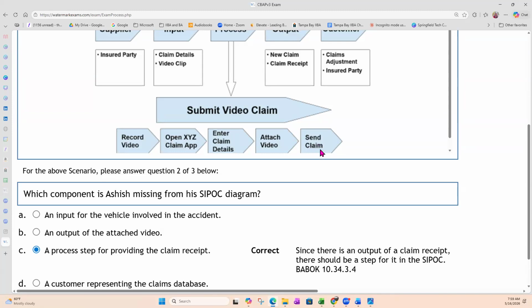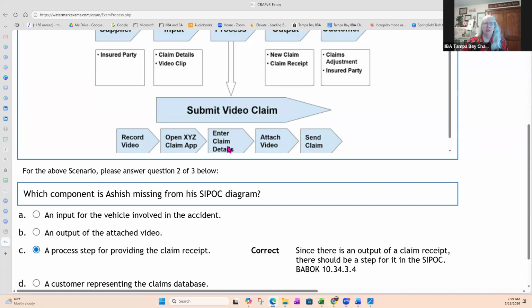I thought that the claims receipt was already involved in the enter claim details. Well, that would be the customer entering claim details or the agent entering claim details, but there's no way for them to generate a claim receipt.